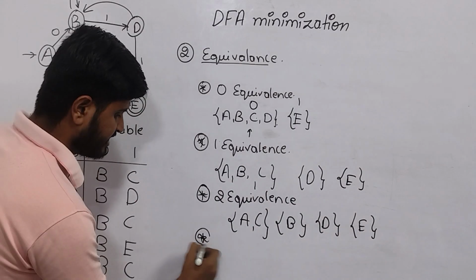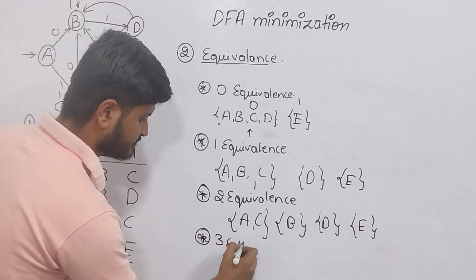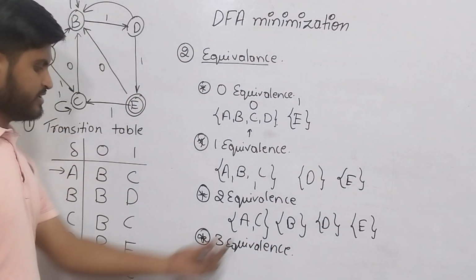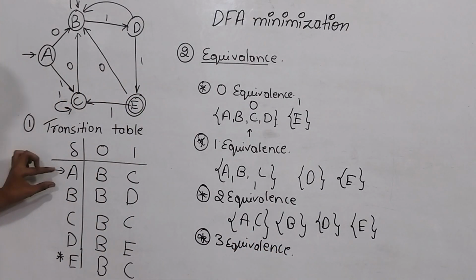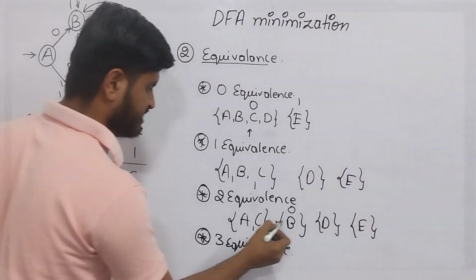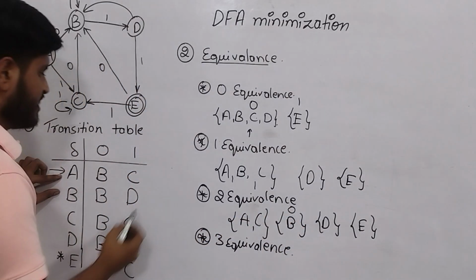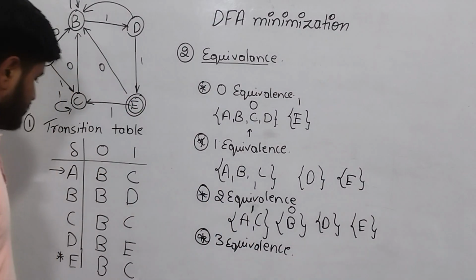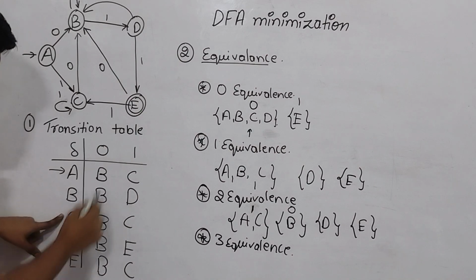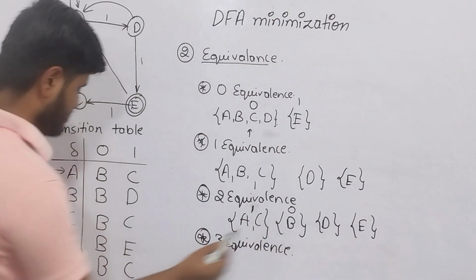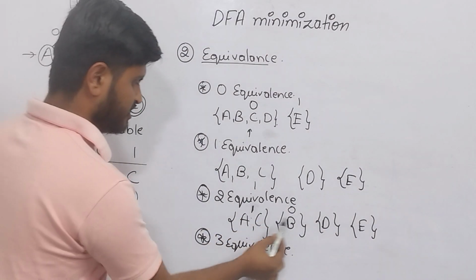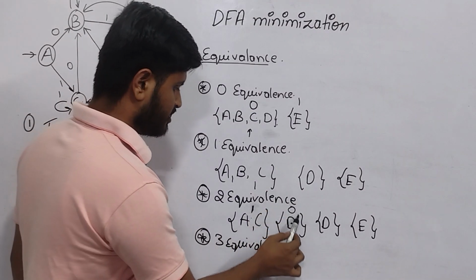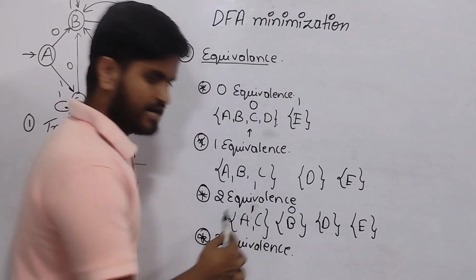Now let's move to the next equivalence, that is 3 equivalence. So A and C are of the same group. Let's check. A for 0 it is moving to B, that is it is moving to this group, and for 1 it is in this group only. Now let's check for C. So C for 0 it is moving to B, and for 1 it is moving to C. So both are in the correct order. That is for 0 they are moving to B, and for 1 they are moving to C.